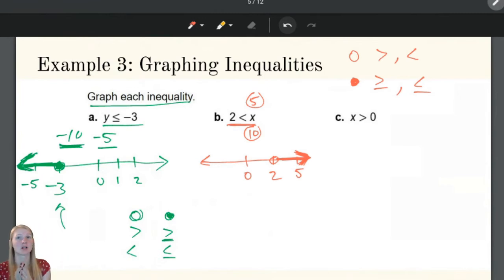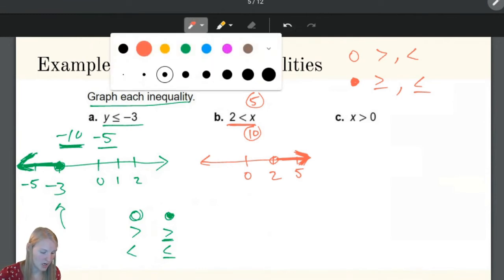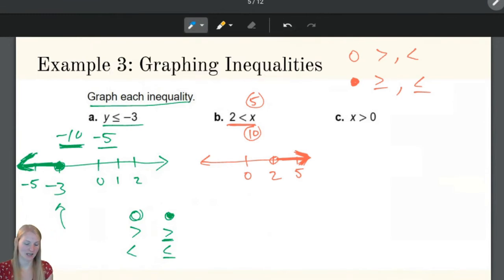If you'd like to pause the video and try C on your own, I would highly recommend that. Go for it. And then unpause it, and let's do it together.